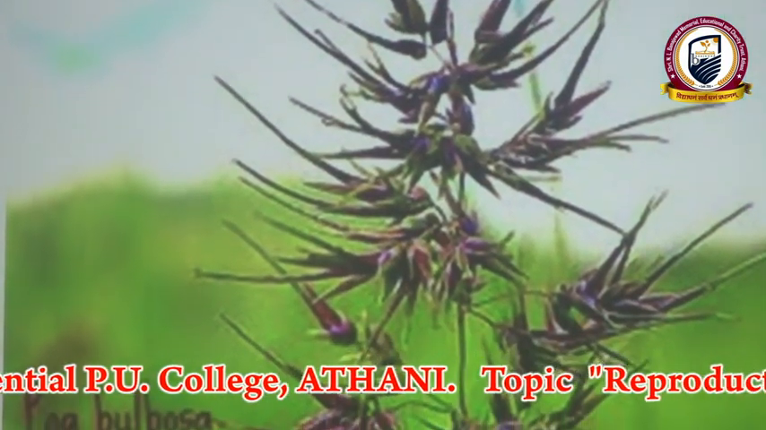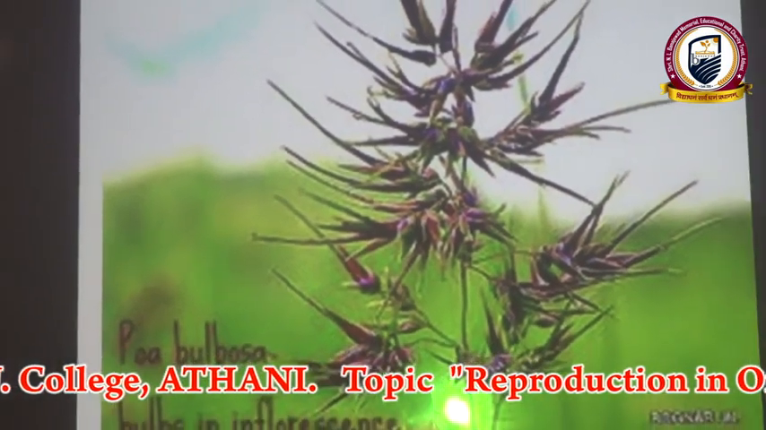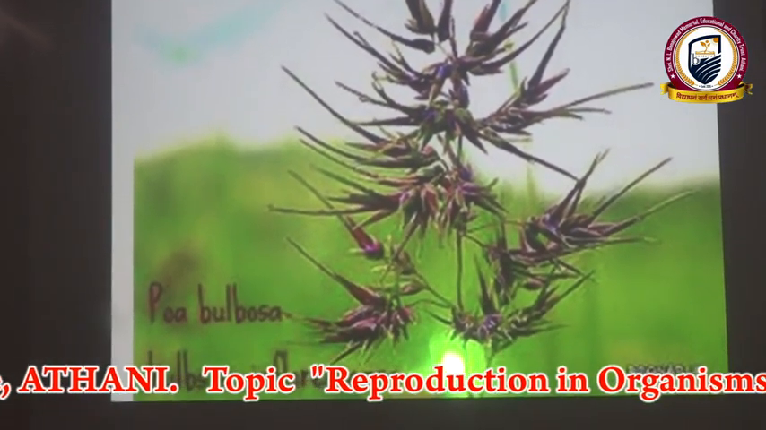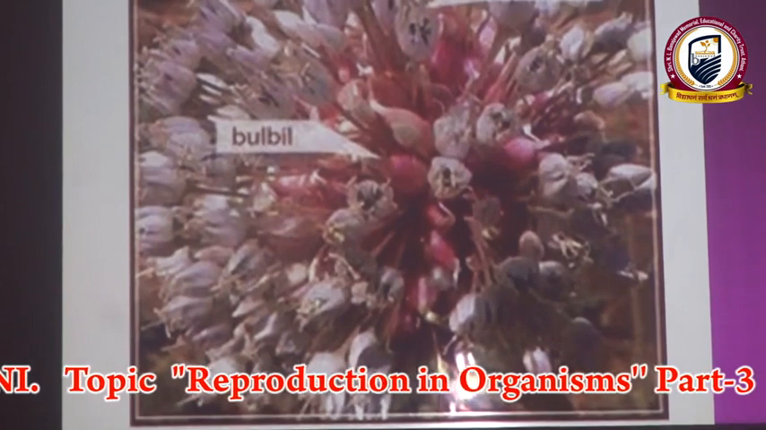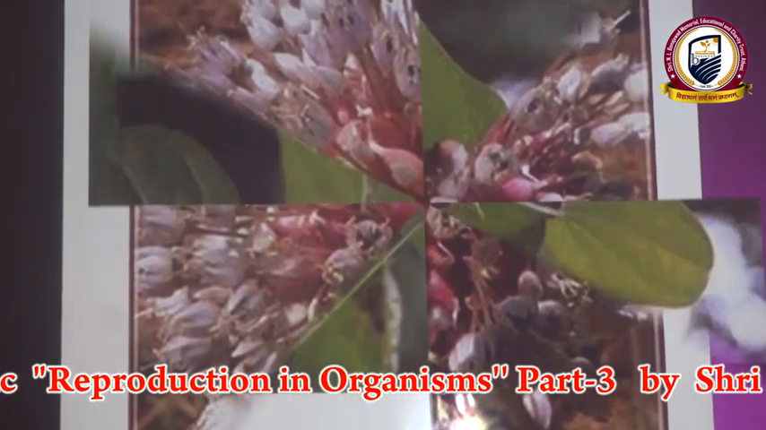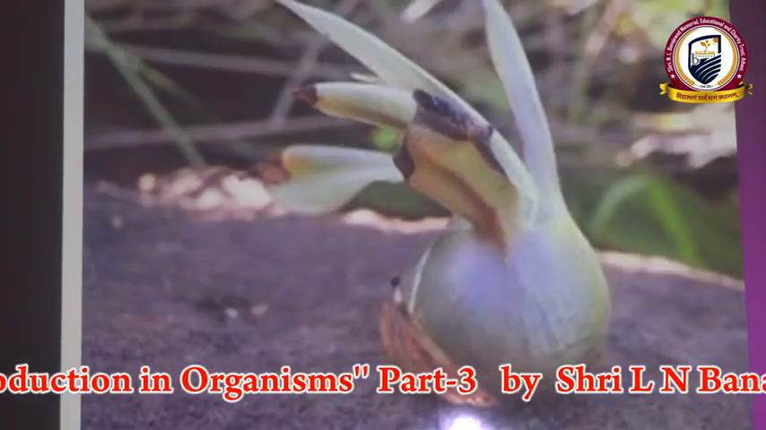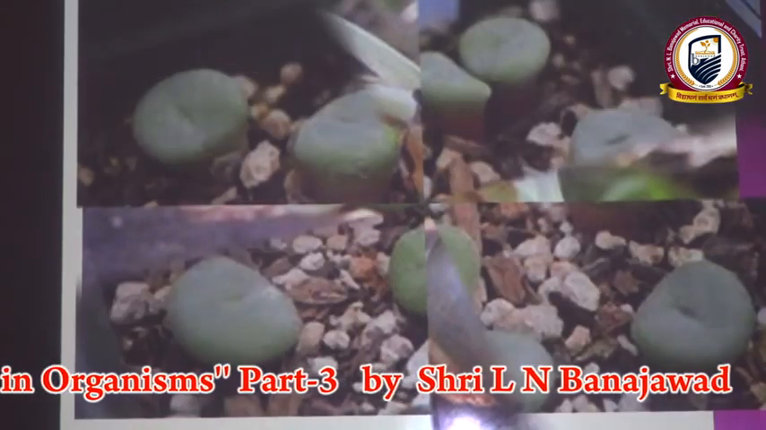It's a slide of Oxalis bulbosa, which shows the bulbils, each of which will develop into a young plant. It's Dioscorea bulbils. A single bulbil of agave it is.